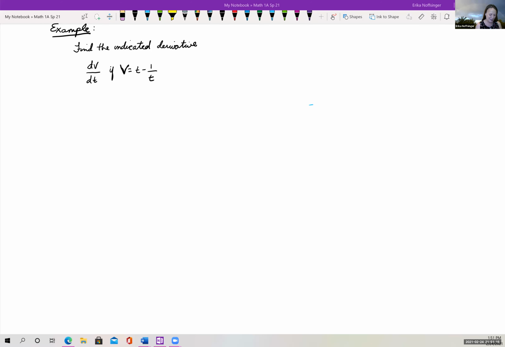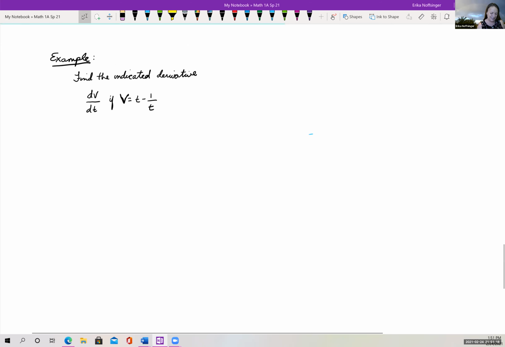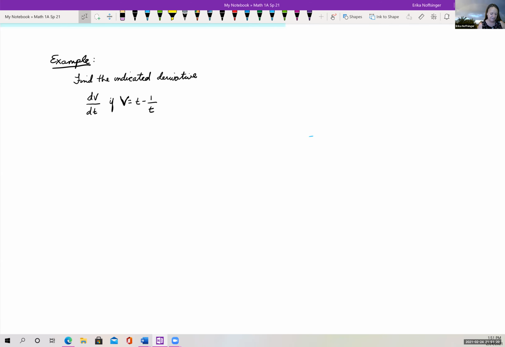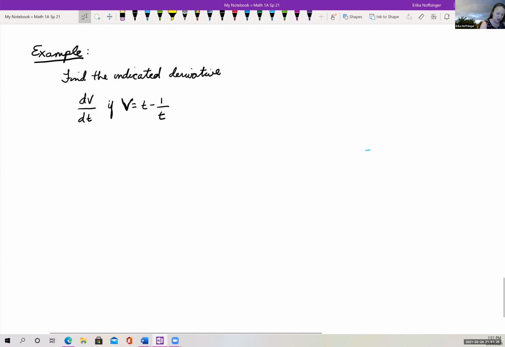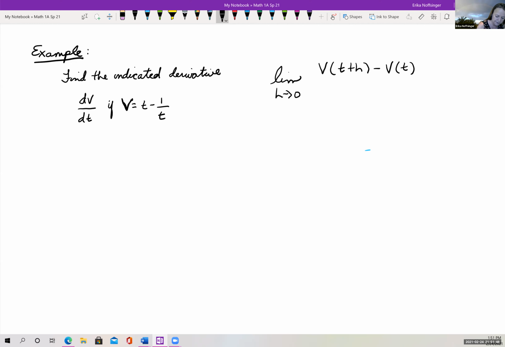Okay, so we're going to look at the indicated derivative, dv/dt, if v is equal to t minus 1 over t. And so we're looking at the limit again as h approaches 0. We're looking at a function v, so instead of f, I'm going to write v here. Usually we put x plus h, but our function is in terms of t, so I'm going to put t plus h minus v of t, all over h.